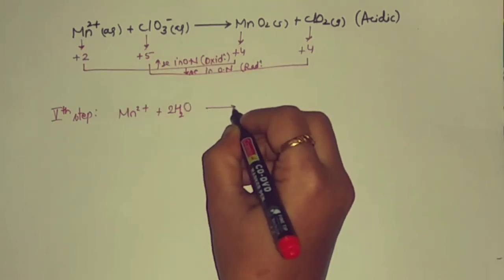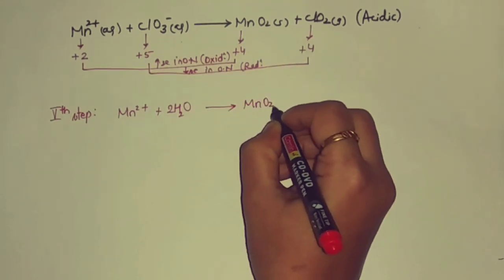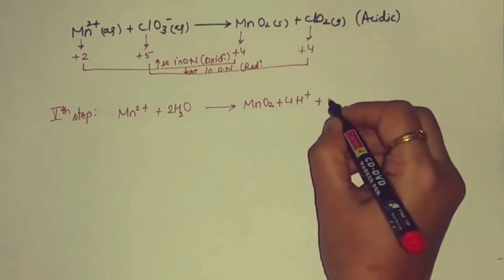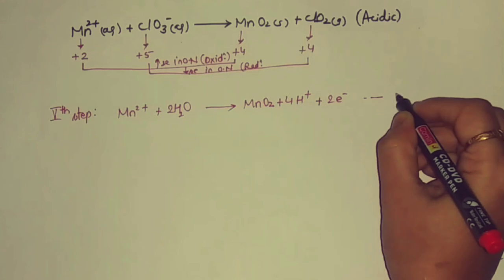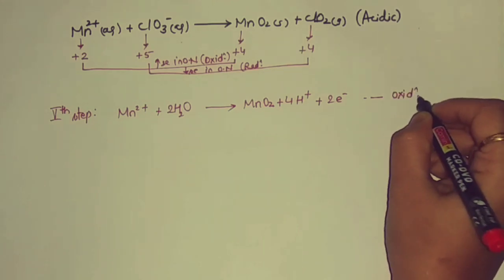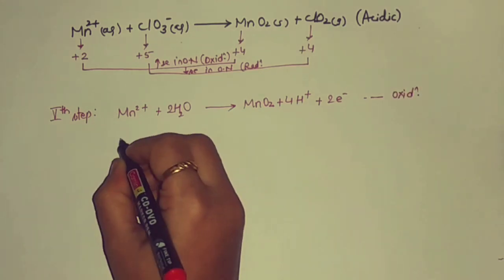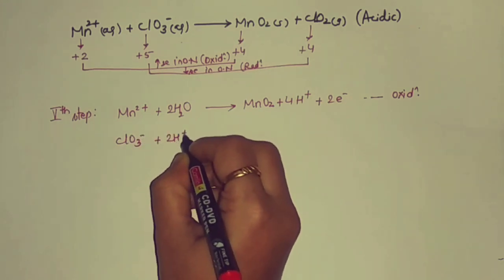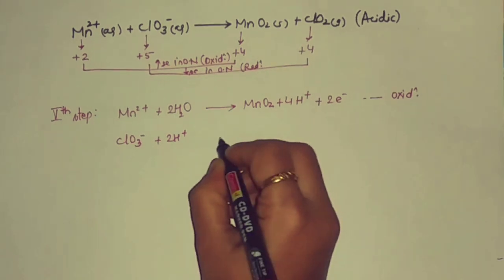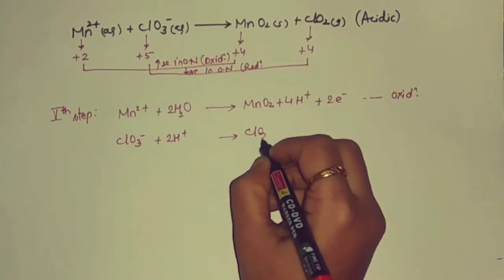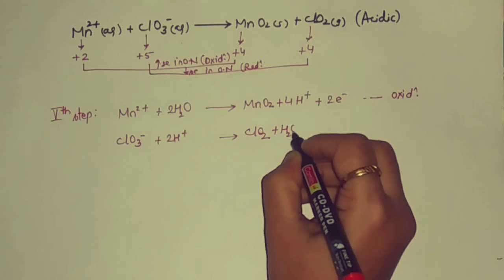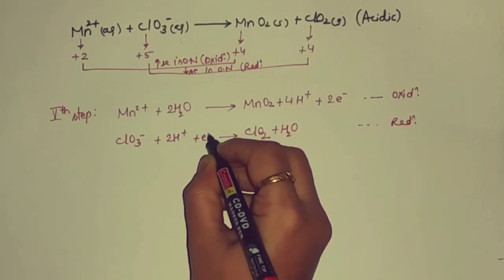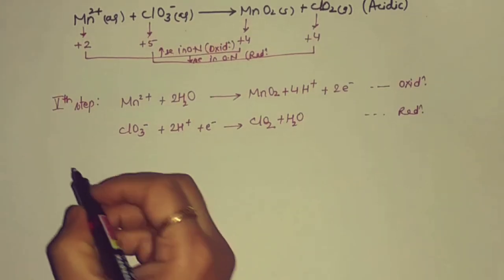Here, Mn2+ plus 2H2O: there is a +2 charge on the left hand side and a +4 charge on the right hand side. So we add 2 electrons to make the charges equal. That is oxidation. In case of ClO3-, there is one negative charge and 2 positive charges on the left hand side, and on the right hand side there is no charge. So in order to neutralize the charge, we add 1 electron on the left hand side.